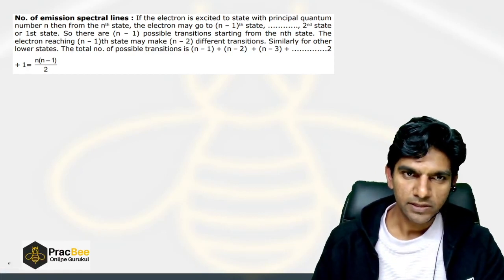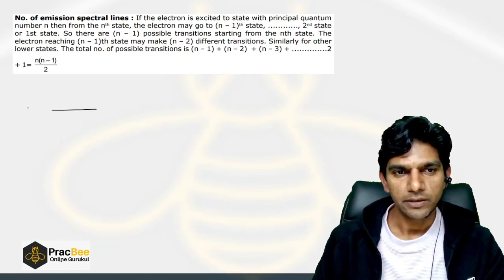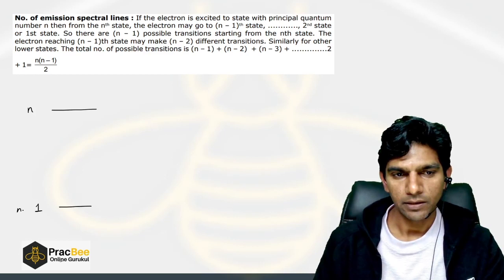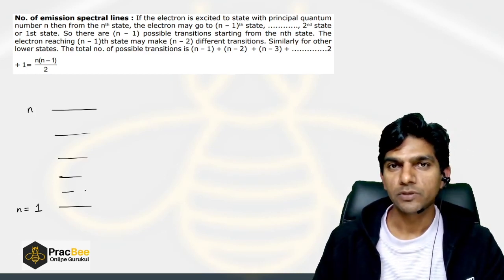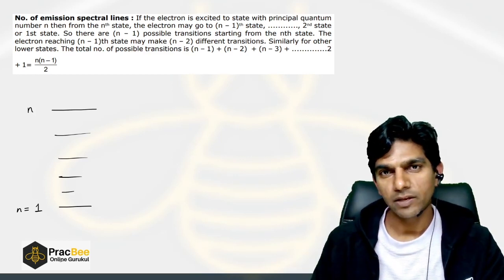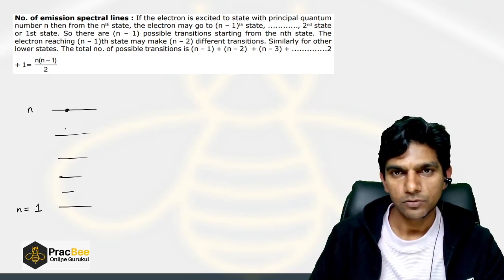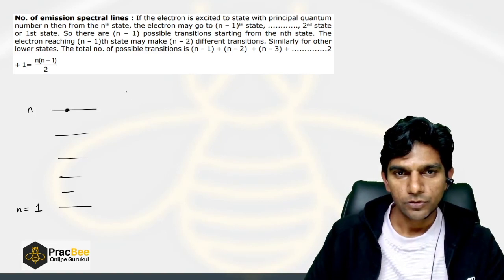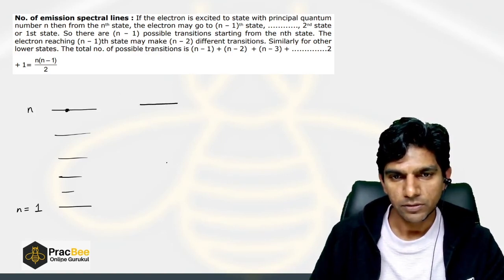Now let us see one more concept. Suppose the electron is present in nth orbit, right? And let us say this is the ground state, n equals 1. So we need to find how many possible different types of photons can be emitted when the electron de-excites from this excited state. So how many different spectral lines can be produced? So you should remember, for example, let me give you the illustration. Let us say the electron is in the 4th level.